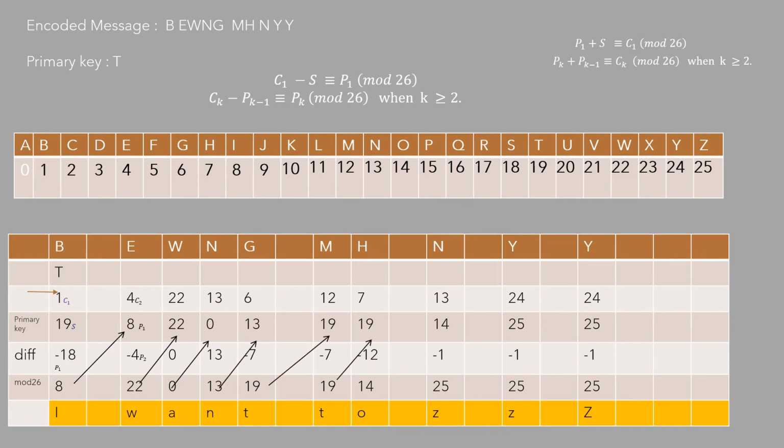So like that, if I continue, the last one will be 24 minus 25, which is negative 1, or using modular arithmetic, that is positive 25. So when you convert this to letters, the plain text message will be I want to Z.